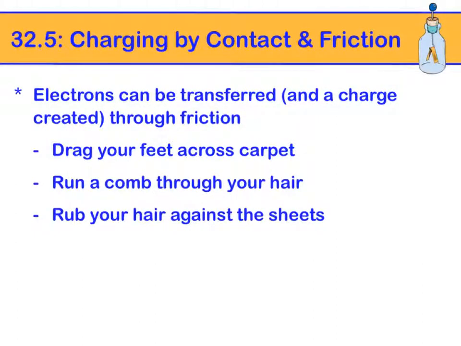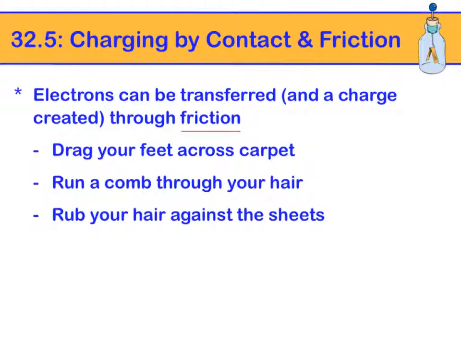Section 5 of Chapter 32 is about charging by contact and friction. There are a few different ways that we can make an object have a charge, or create a charge in an object, or transfer a charge to an object. And it all has to do with the movement of electrons. One of those ways is through friction. Electrons can be transferred, and thus a charge is going to be created through friction.